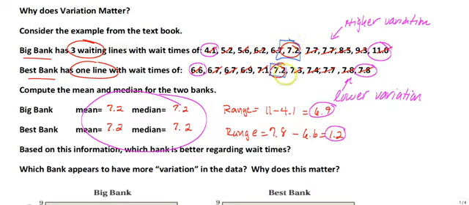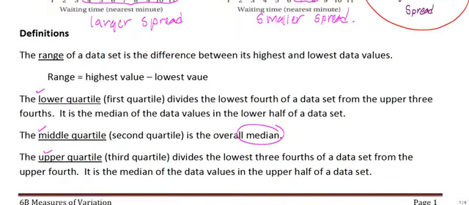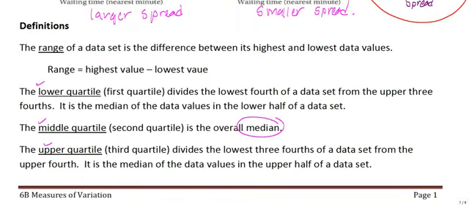So the median is easy to find. It's just that middle piece of data. What do we do if we have two pieces of data that occur in the middle? Do you remember? You add them up and divide by 2, if that's the case. Okay, so that's how we'll find the middle quartile.